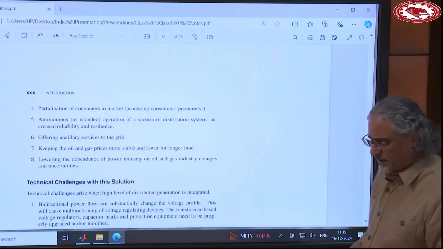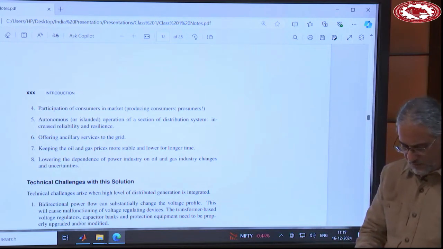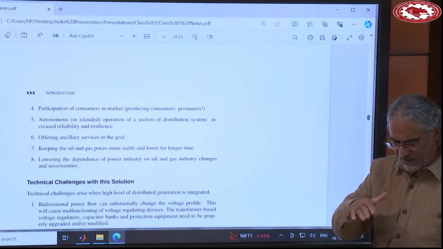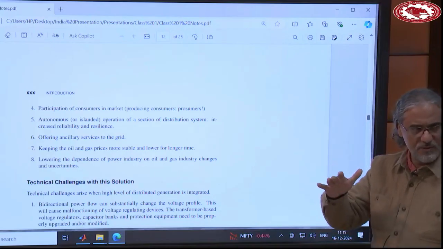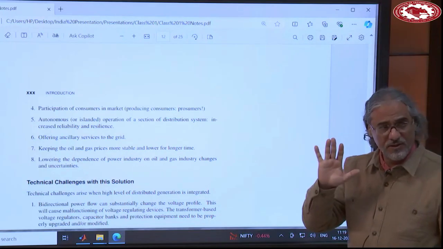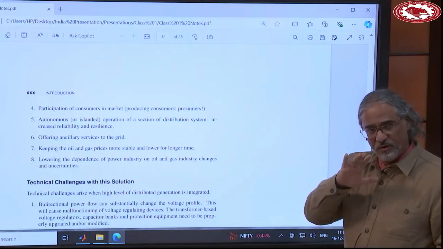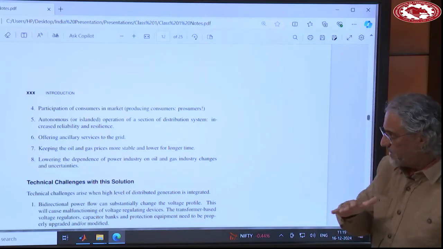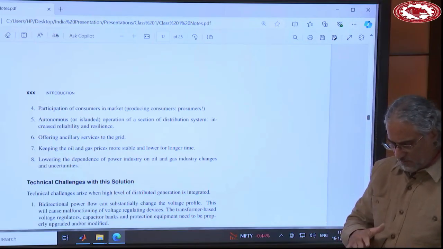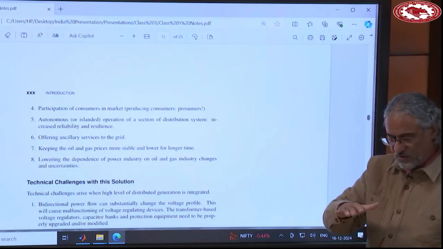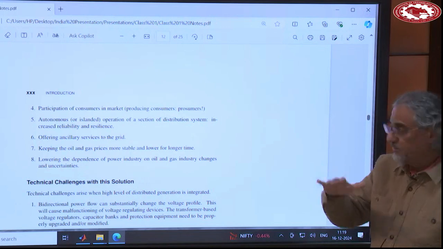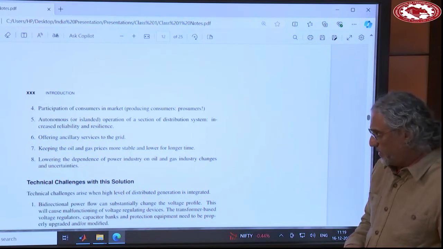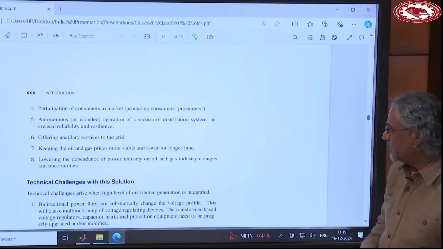Then another aspect is, if we are generating at the distribution level, we are not necessarily dependent on the transmission system, whether the transmission system is there or not. Let's say it is there. We are not necessarily dependent. So if we have a sufficient amount of generation in a distribution system, we can disconnect this distribution system from the transmission system. That is the concept of autonomous or islanded operation of a section of a distribution system.